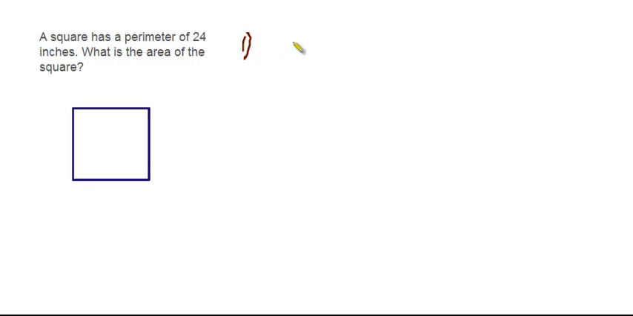So first we know that a square has 4 equal sides, right? So this side here is going to be the same length as this side here, as this side here, and as this side here. So all the sides will be equal. Next, we know that there are 4 sides.